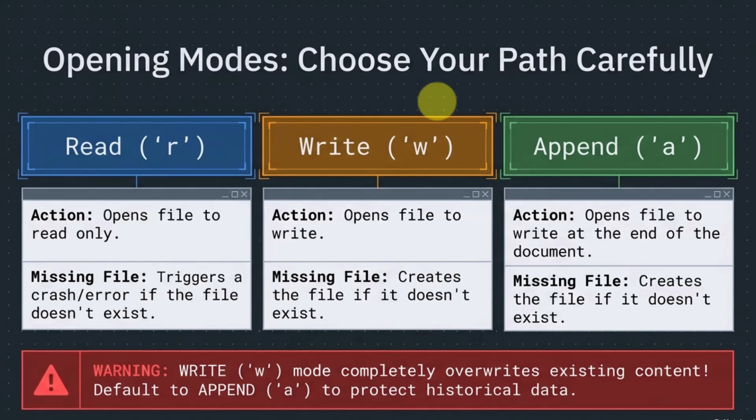So there is a warning about write and append. Write mode completely overrides existing content, which means it will remove it. So be careful if you do not want the file's contents to be removed. Default to append unless you are told to open your file in write mode. Otherwise just use append. Clear?